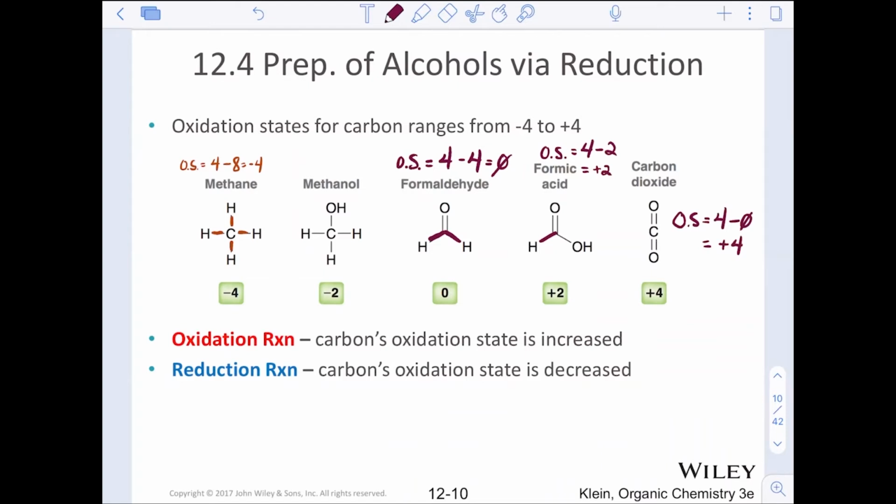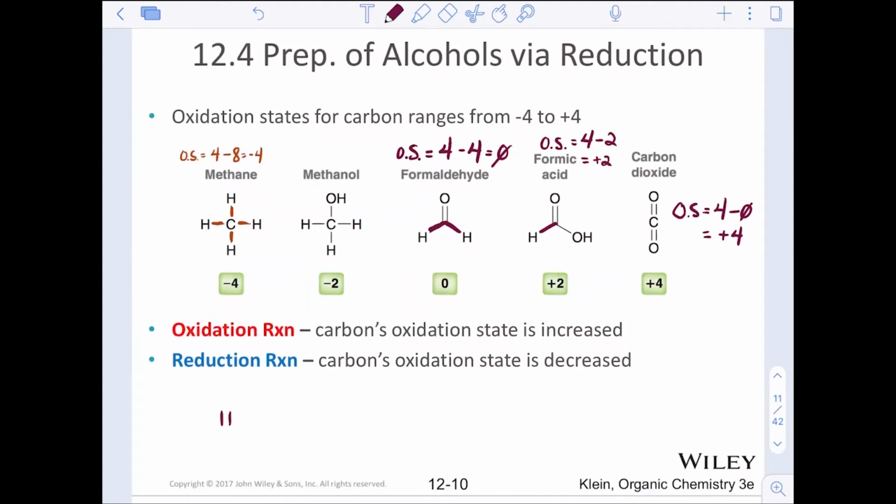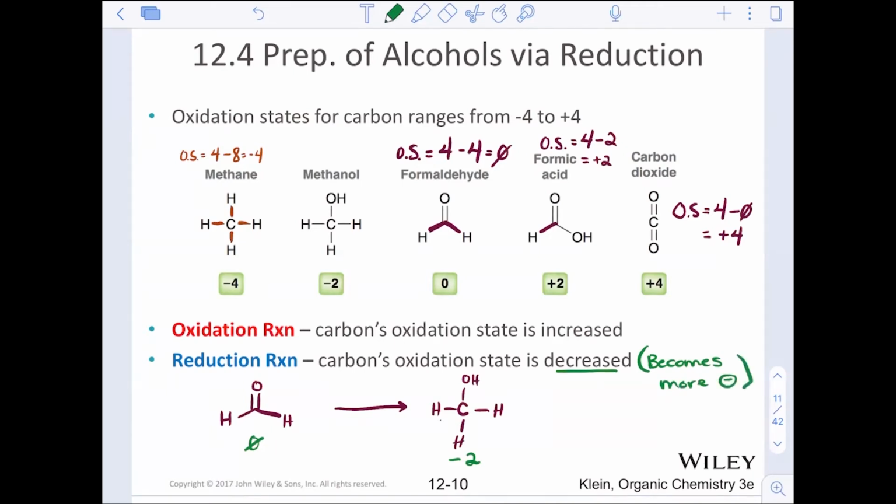Now, what's important to be able to do is, in a reaction, if, for instance, we start with something like formaldehyde and we do a reaction where we become methanol, what type of reaction was that? Well, I would look at the oxidation state originally of carbon and then the oxidation state of the product. And notice here, if carbon's oxidation state is decreased, becomes more negative, that means it is a reduction reaction. It gains electrons. So because we gained electrons here, carbon was reduced.